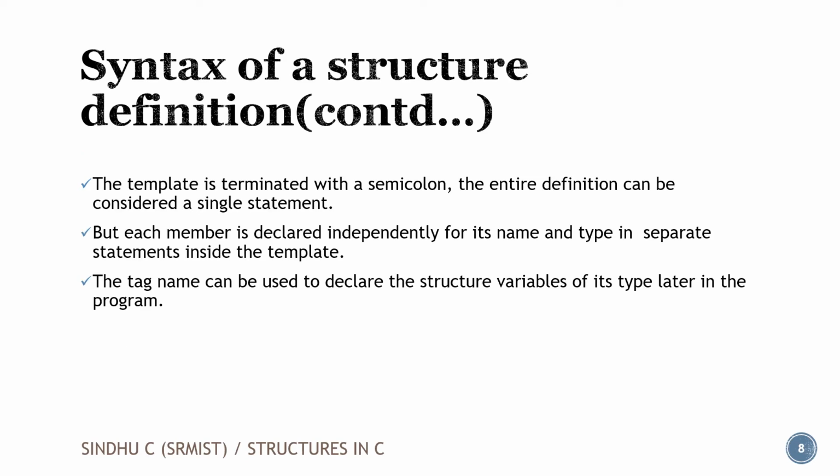As explained earlier, the entire structure definition can be considered a single statement. That is why we are terminating it with a semicolon. Each member is declared independently. You have a different name, you have a different type, and you're terminating it with a semicolon at each line. And there is a tag name using which you will be declaring the structure variables later.